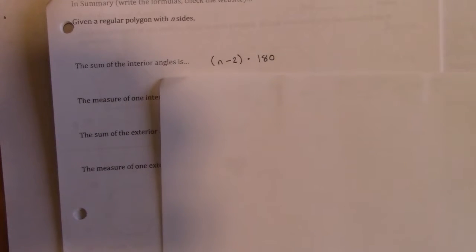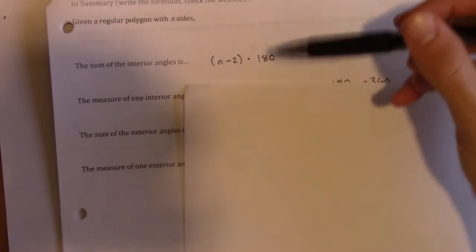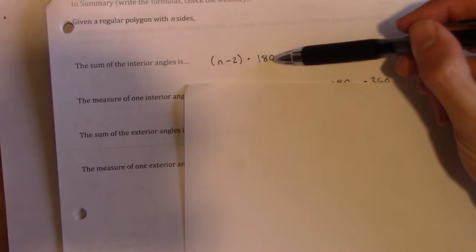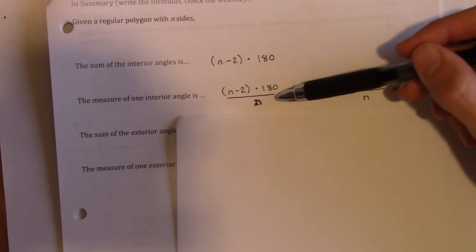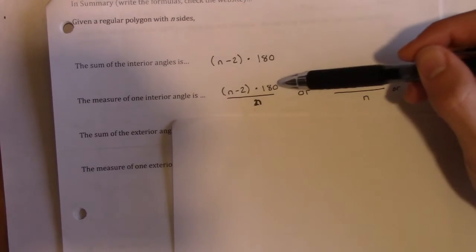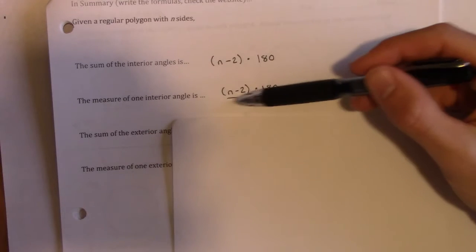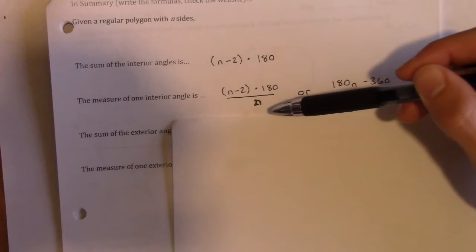Now, if we want to make the jump to the measure of one interior angle, well, if this is the sum of all interior angles, all we need to do to find one interior angle is divide by the number of sides we have, and that's n. Made a small smudge when I was writing it, so that is just an n in the denominator. The numerator is our total sum, so if we divide it by our number of angles, aka our number of sides, we get the value of each one.